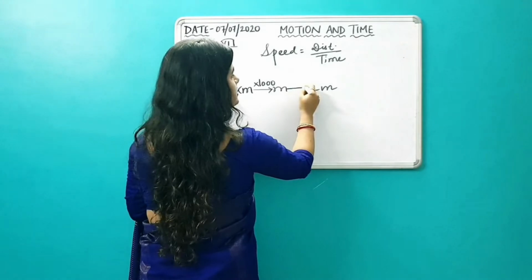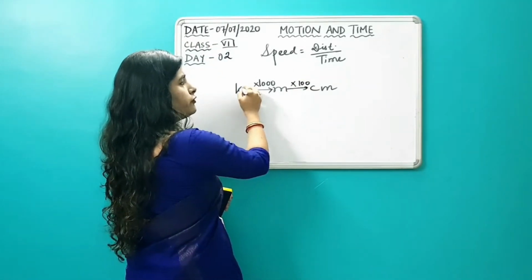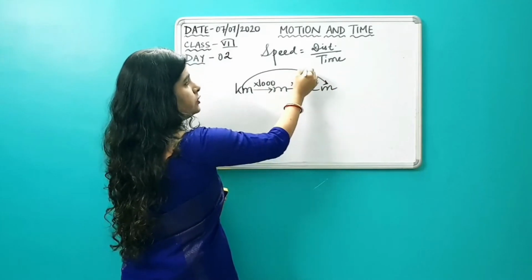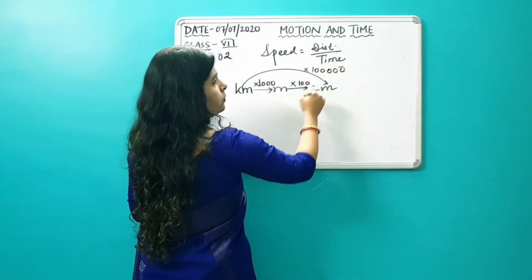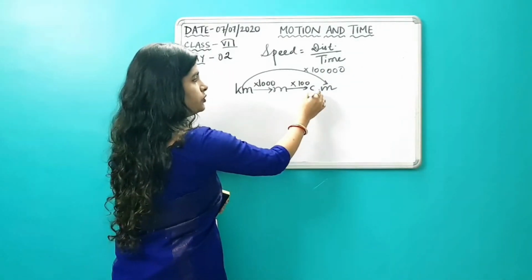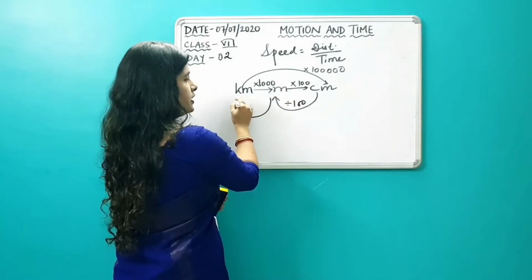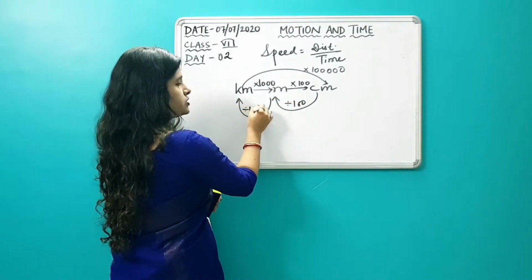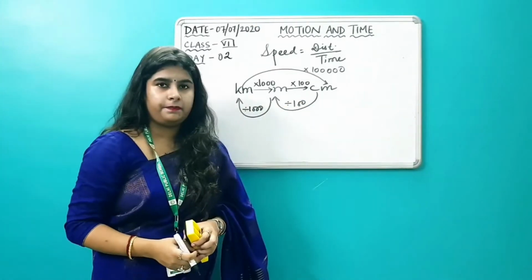Meter to centimeter, you will multiply by 100. If you have to move from kilometer to centimeter, you have to multiply with 1 lakh. Moving from a smaller to a bigger unit, centimeter to meter, divide by 100. Meter to kilometer, divide by 1000, and centimeter to kilometer, divide by 1 lakh.